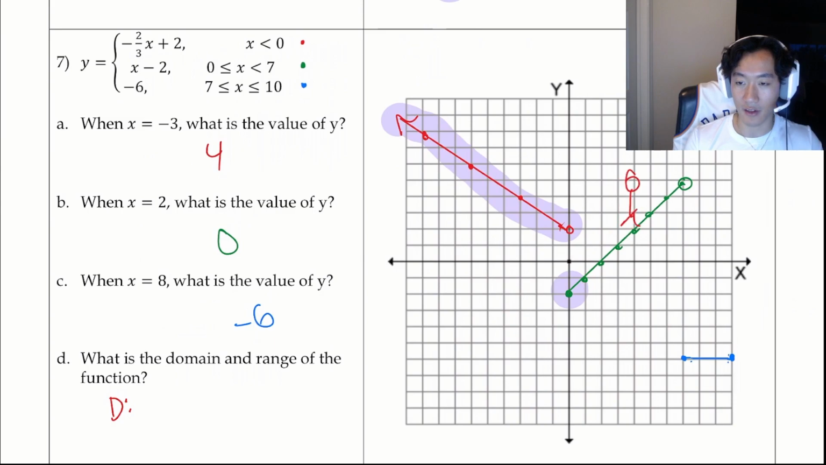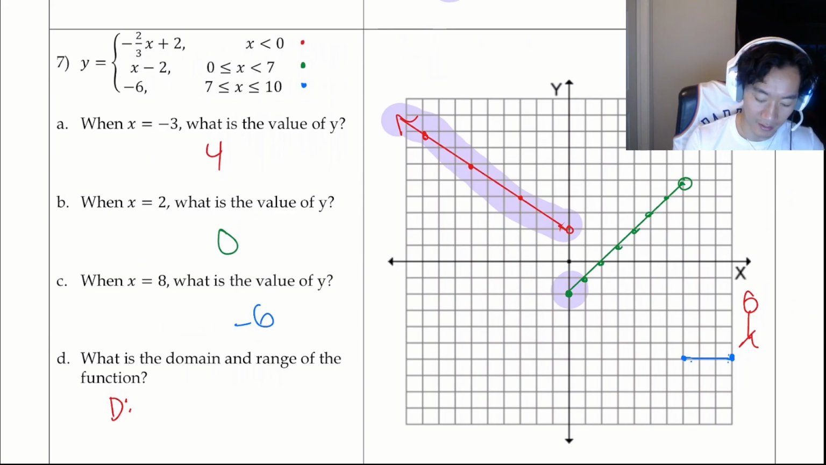And I'll keep going, right? Left to right, left to right, left to right. I get to here, and again, I fall. There's technically a gap here, but again, I have something to catch me. So my domain, there's really no gaps at all. So really, from the left, the furthest left, technically, is going on forever.